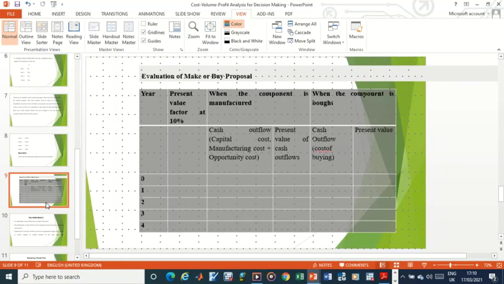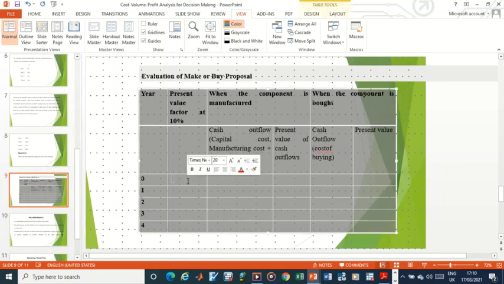Now, we are going to evaluate the make or buy proposal of the company. And looking at it, we have the year ranging from 0 to 4. And why is the table starting from year 0? Because that's the year the component is being acquired. That's the year Adefolaju acquired the component.